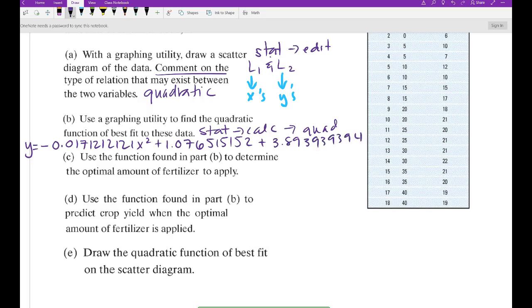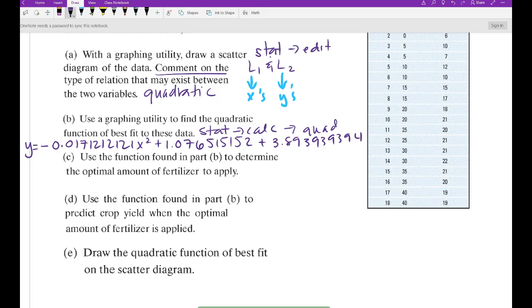3.8939393934. Thank you. In Algebra 2 trig, did you learn how to input this whole thing into y equals? We did. All right. If you did, go for it. If you don't, type it all in. Okay?